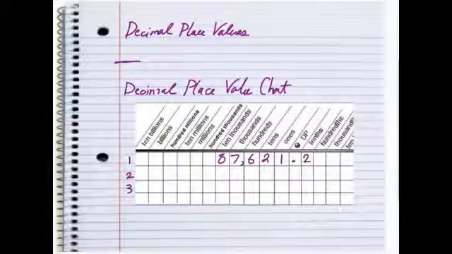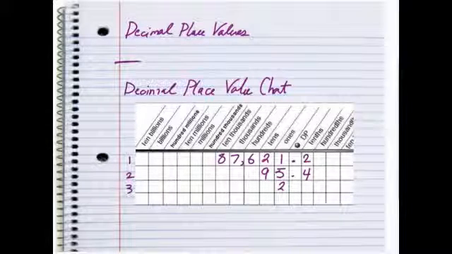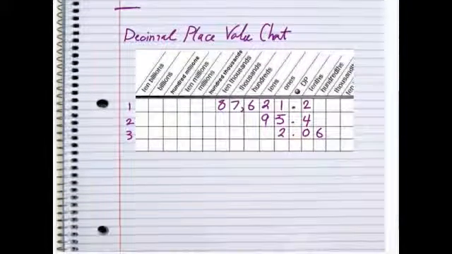87,621.2. The second number I'm going to give you is 95.4. And then the third number is 2.01. I want you to be very careful about where you're writing those numbers. Please make sure your decimal point is in the correct place, you're using one box per digit, and that we're really in the appropriate place value area, correct?